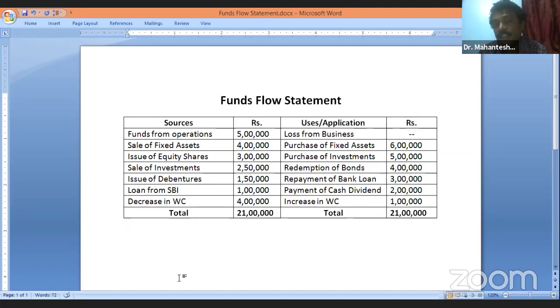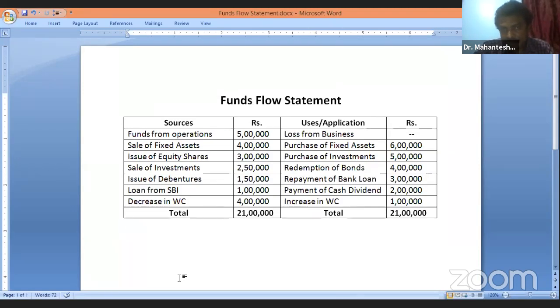A finance manager sends a very strong message through this kind of funds flow statement. You don't have to spell them out. The simple preparation of a funds flow statement will give you a lot of messages, like you're expanding, you're prospering, you're repaying the loan, you're paying the cash dividend. A lot of such messages are conveyed. So that's what we mean by financial signaling.